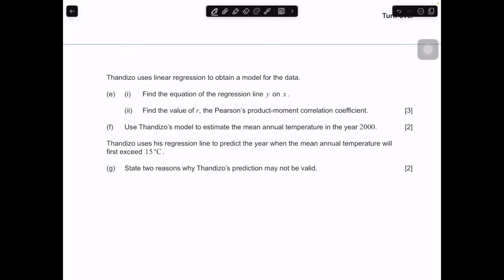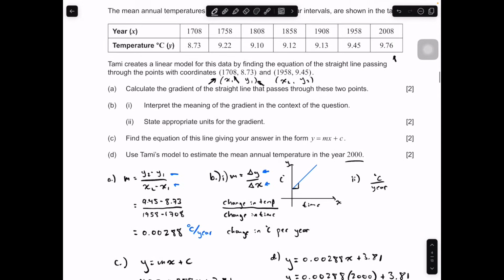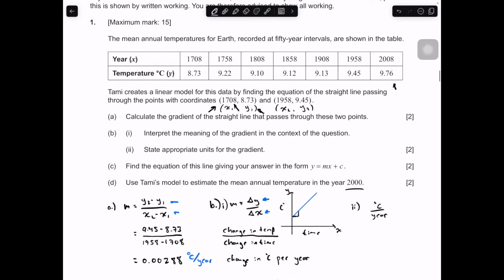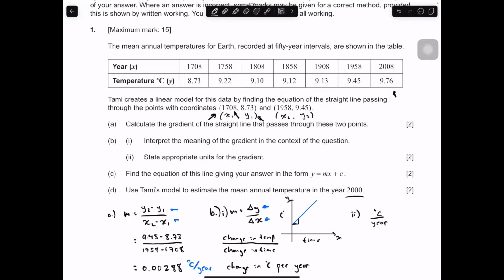Thandiso uses linear regression to obtain a model for the data. So often one of the challenges with paper 2 is interpreting what it's asking. This question doesn't seem too bad, but when it's seen all at once as a 15-mark question, it's sometimes a little difficult to see what a question is asking. In this case, the whole question can be broken down, at least I think, into two parts. There's two individuals, Tammy and Thandiso, trying to create a model, an equation that maps a year to a given temperature, that relates these two variables.